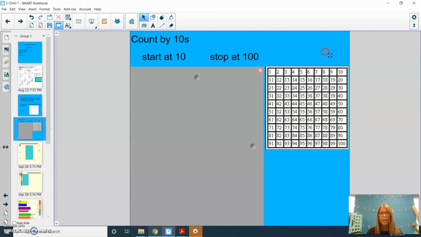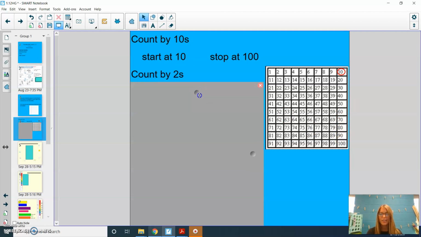So for this first one, I'm going to count by tens. And I want to start at 10, and I want to stop at 100. All right? Are you ready? Here we go. 10, 20, 30, 40, 50, 60, 70, 80, 90, 100. That was kind of an easy one.